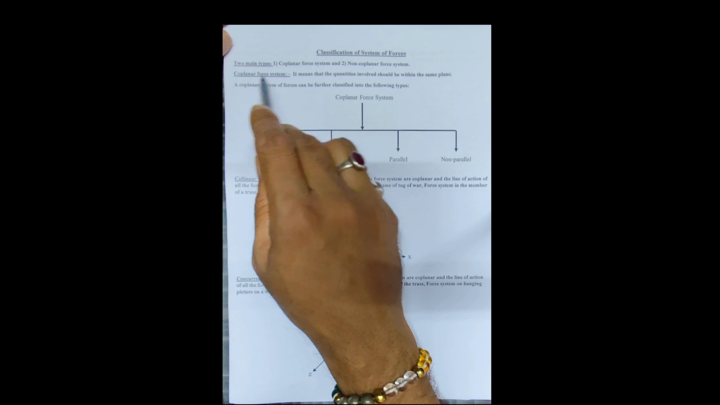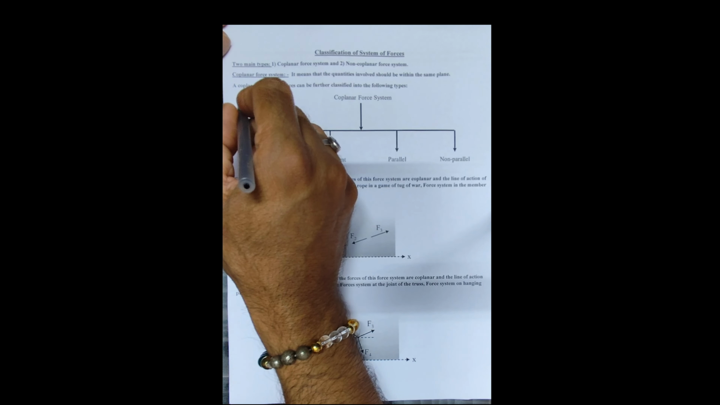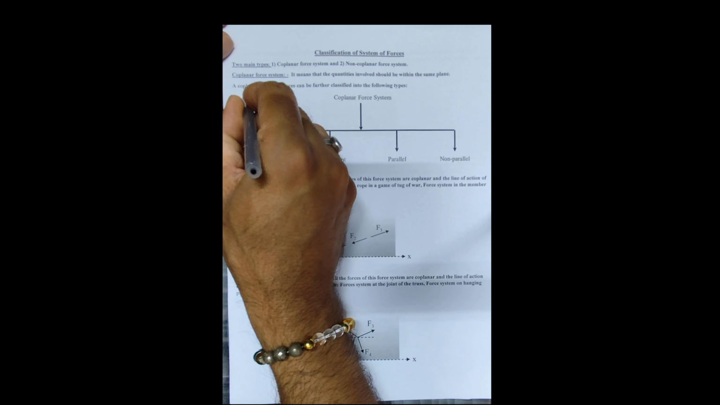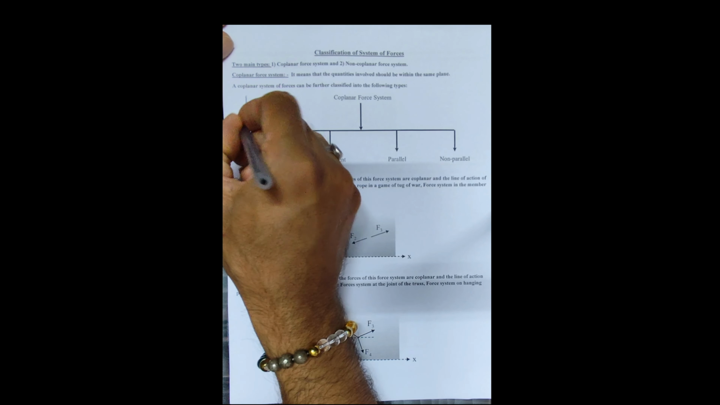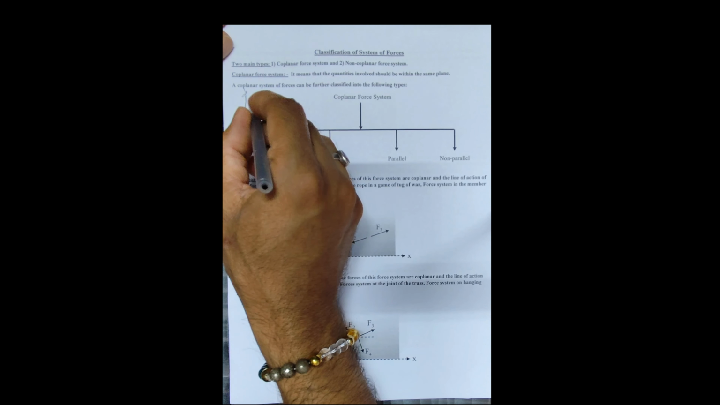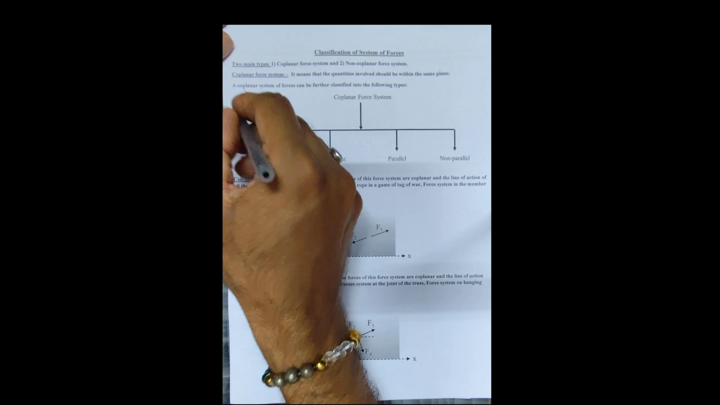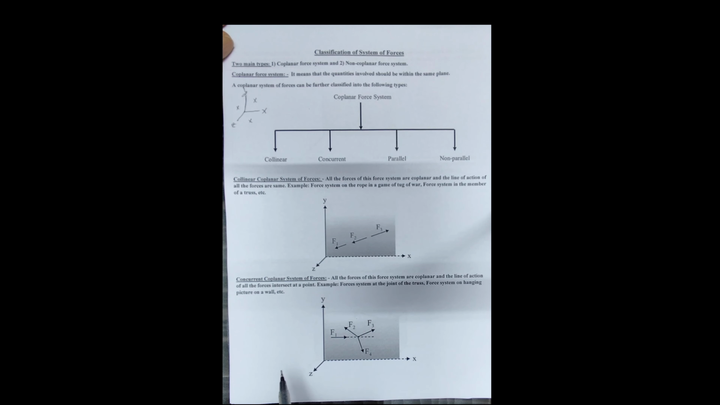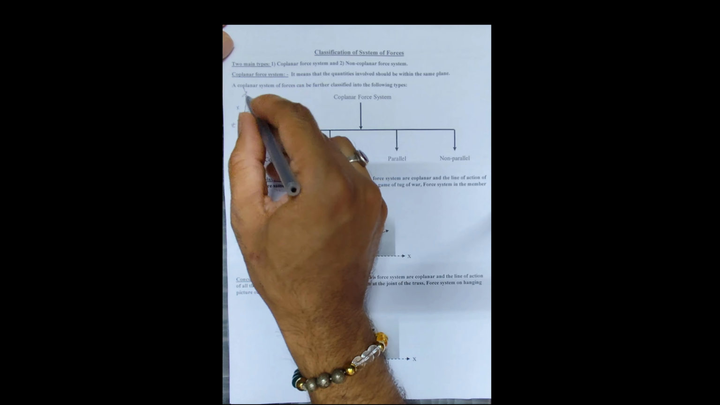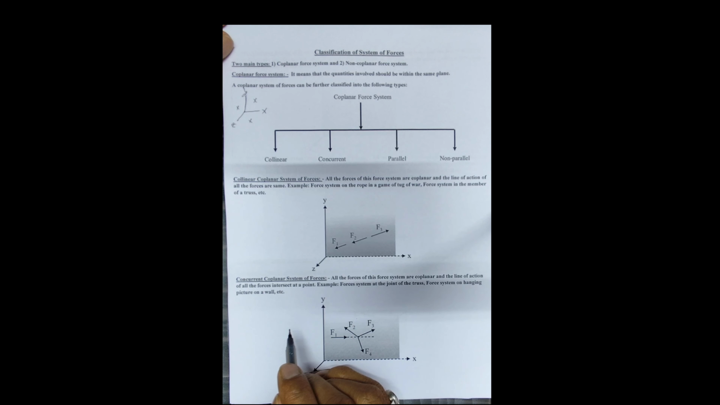So what is this coplanar forces? That means all forces lie in the same plane. If you think about the plane, we have three types of plane. Suppose this is x, this is y, this is z. We have one plane xy, another plane xz, another plane yz. So we have three planes. When all forces lie in a single plane of any of these planes, it is called a coplanar force system.